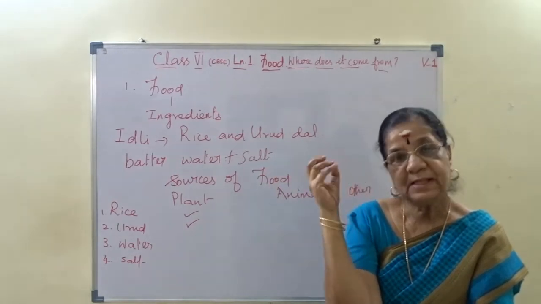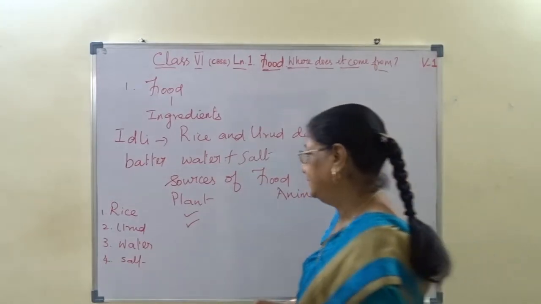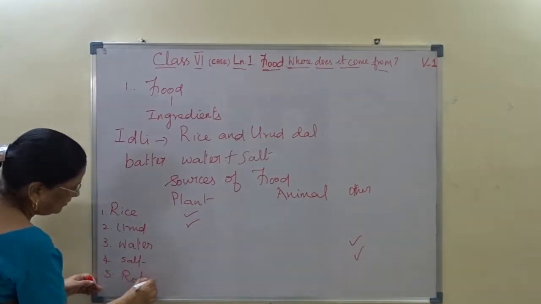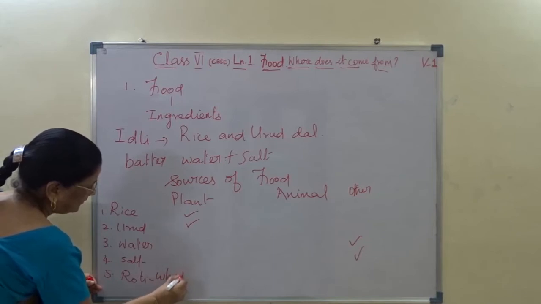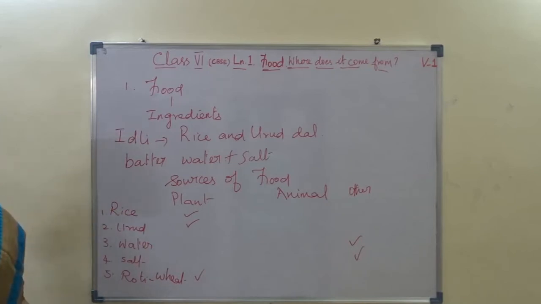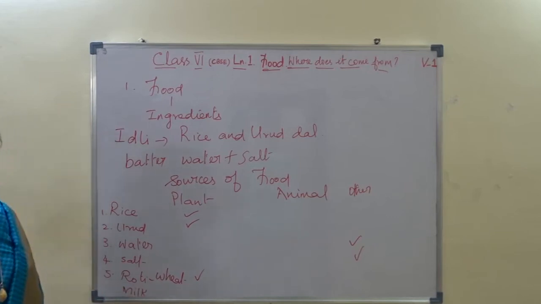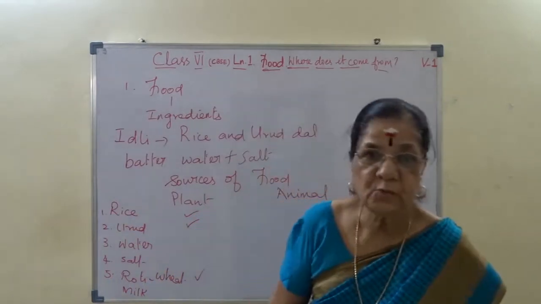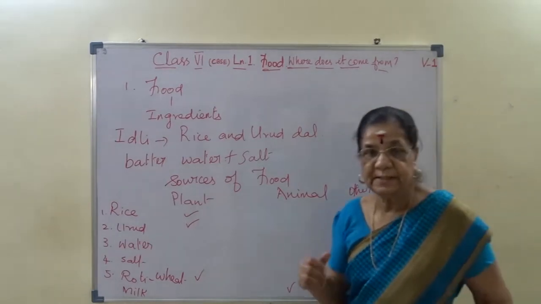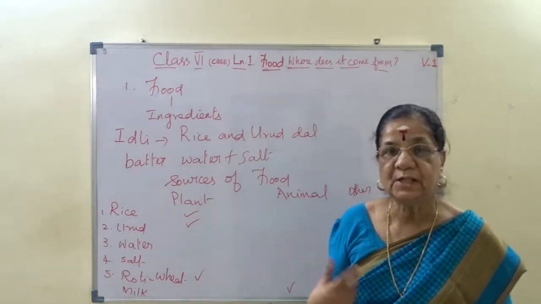I give an example as idli. Same way any example can be given. If it is given as roti, roti will have wheat, again water, yeah? Wheat is a plant source, right? If you are taking a cup of milk, again milk is a source. Where does the milk come from? Normally we take cow milk, yeah? So it is an animal source. In the same way, we should say which is the source, plant or animal.